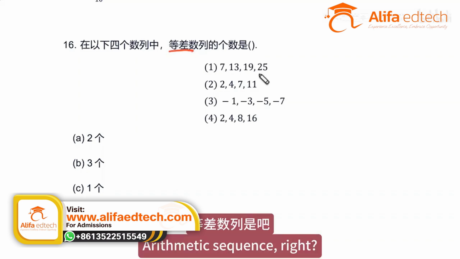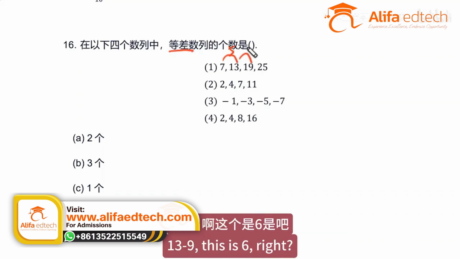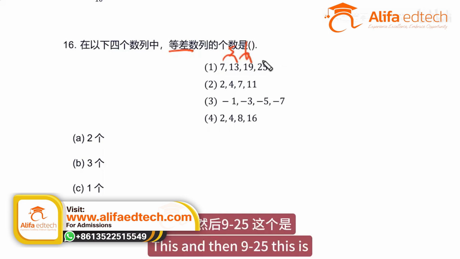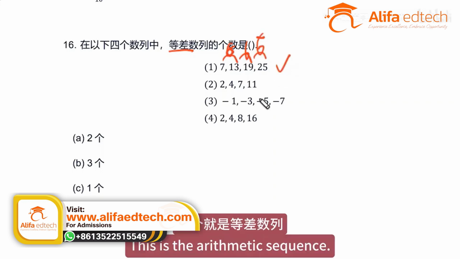Next, this question. It's an arithmetic sequence, right? An arithmetic sequence means from 7 to 13, that's 6, right? And then from 13 to 19, that's 6, right? And then from 19 to 25, that's 6. This is also 6. This is also 6. This is also 6. And this is also 6. So this is an arithmetic sequence.